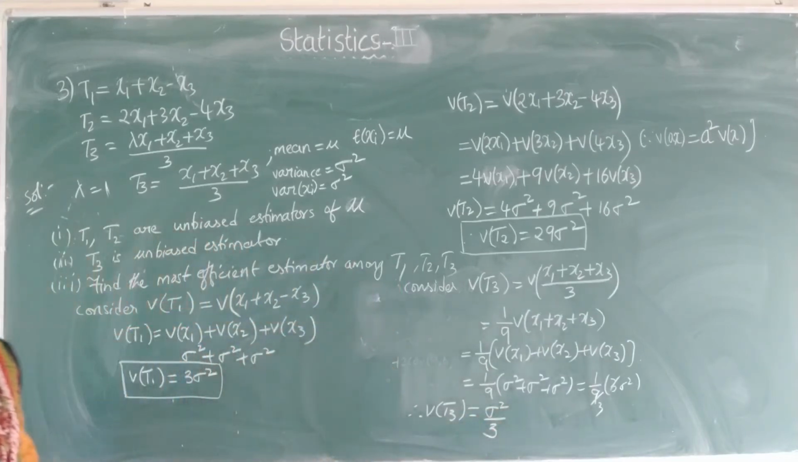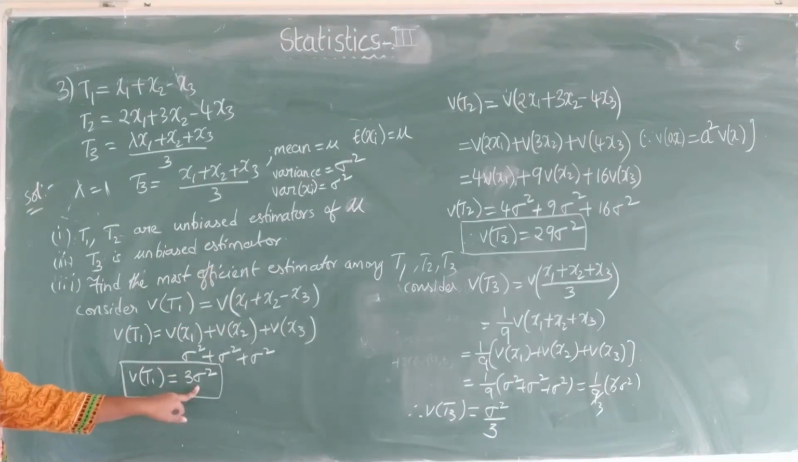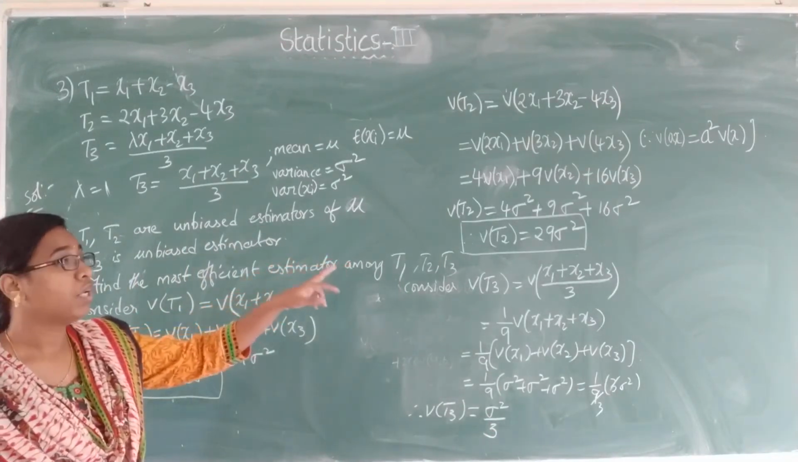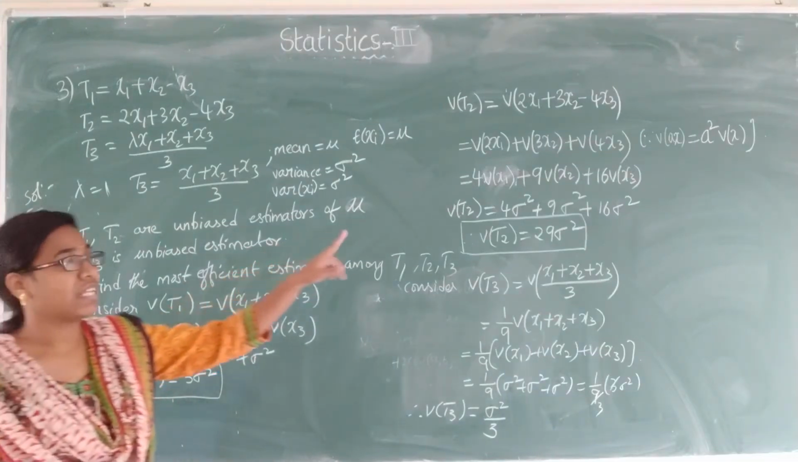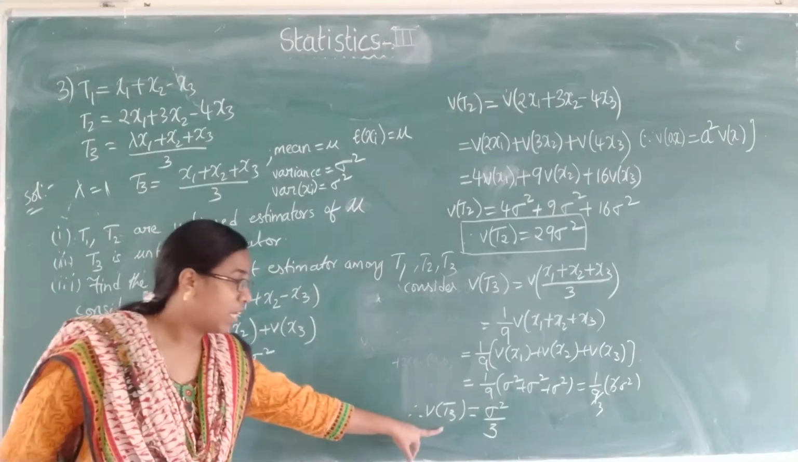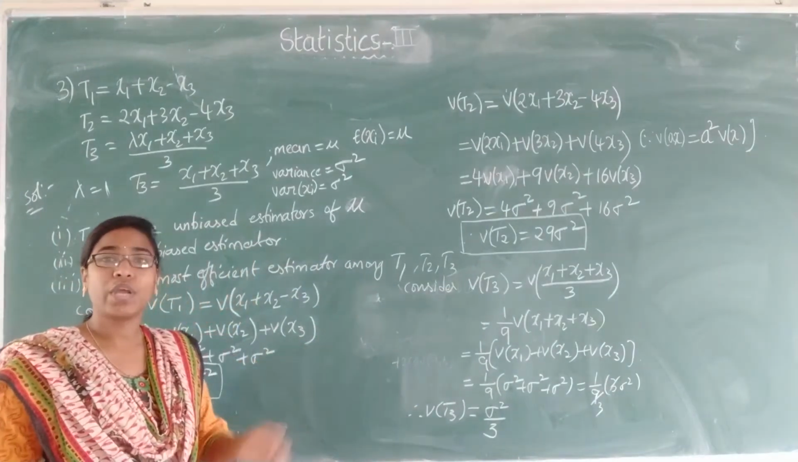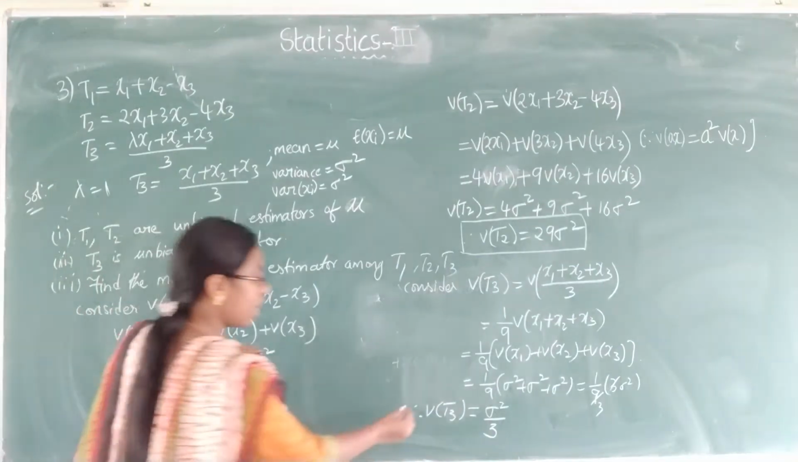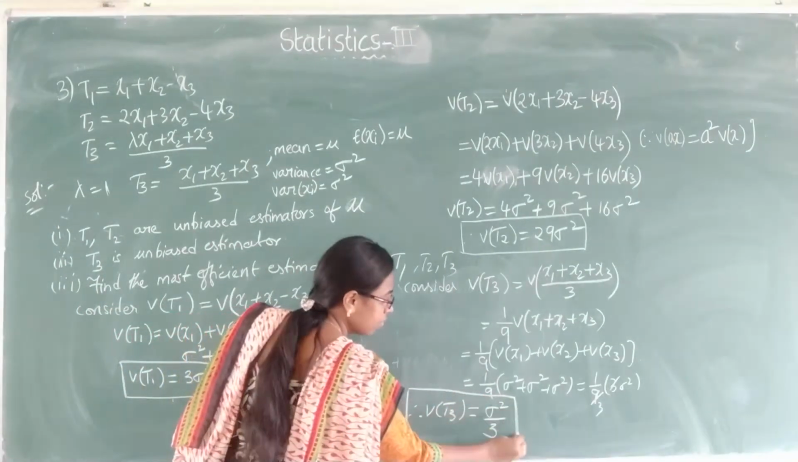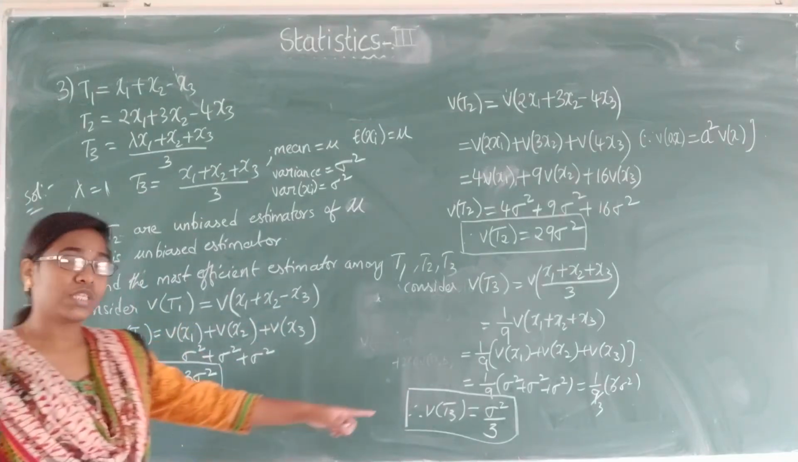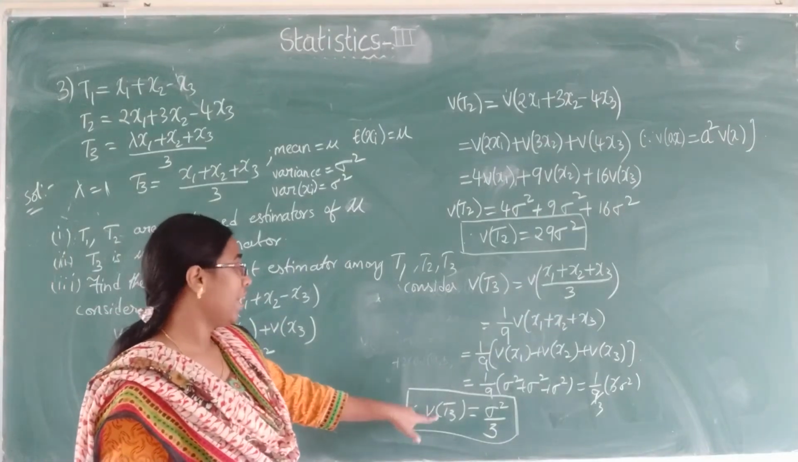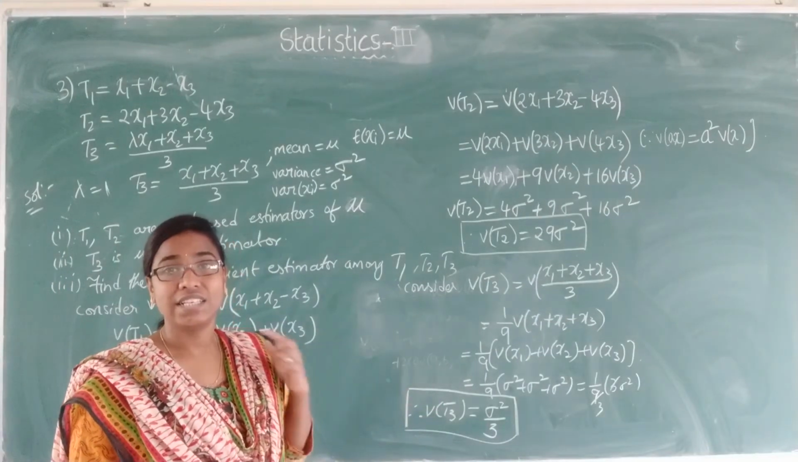So if you observe here, what is variance of T1? 3 sigma square. What is variance of T2? It is 29 sigma square. So variance of T1 is less than variance of T2. But what is variance of T3? Sigma square by 3. So this value is the minimum value, right? Among 3, 29 and 1 by 3, what is the minimum value? It is 1 by 3. So therefore variance of T3 is the least value.